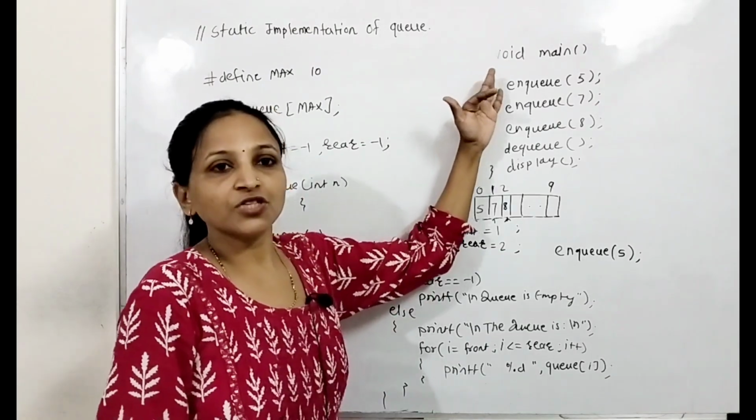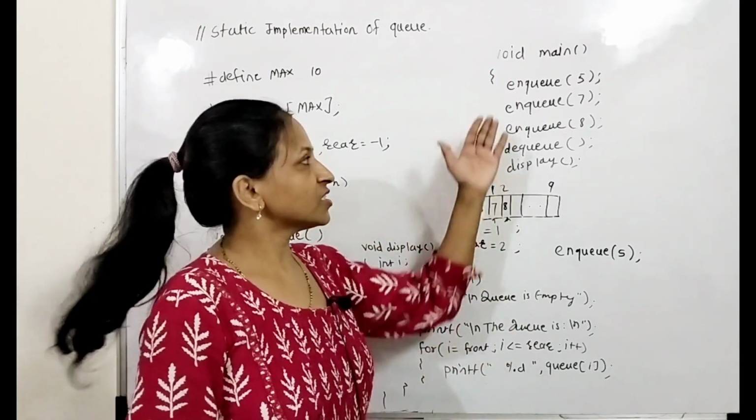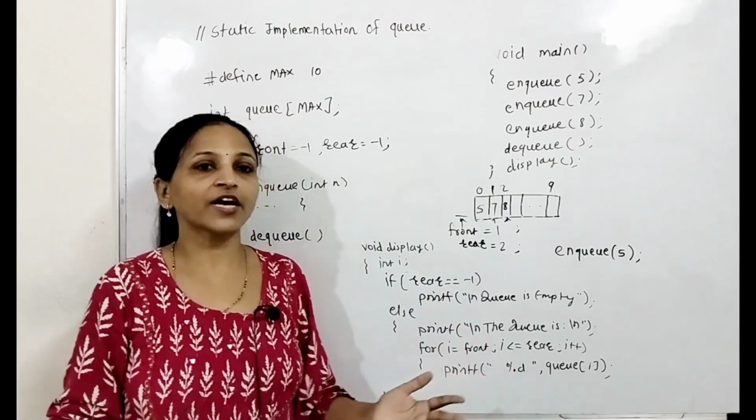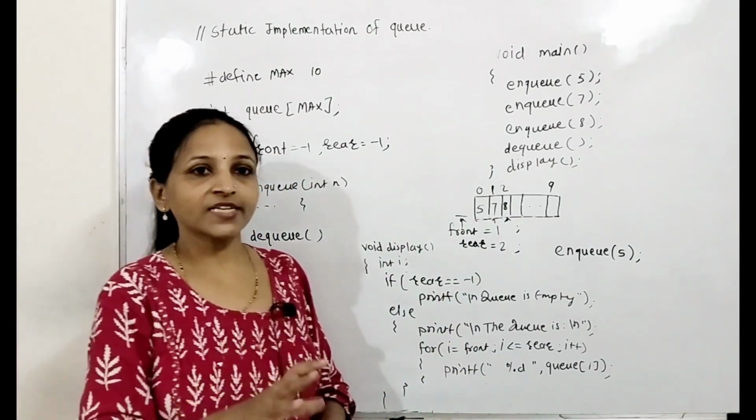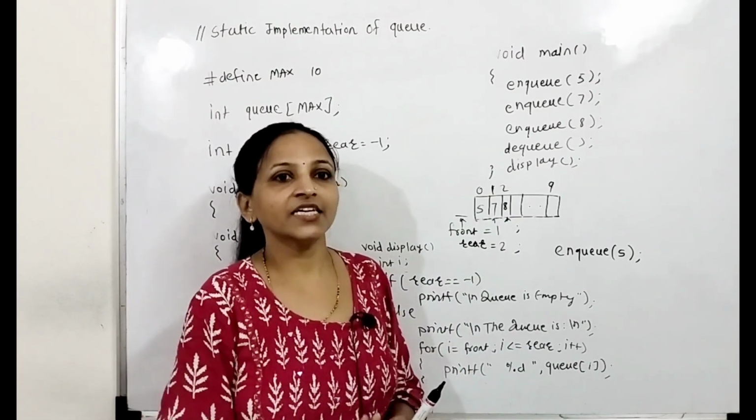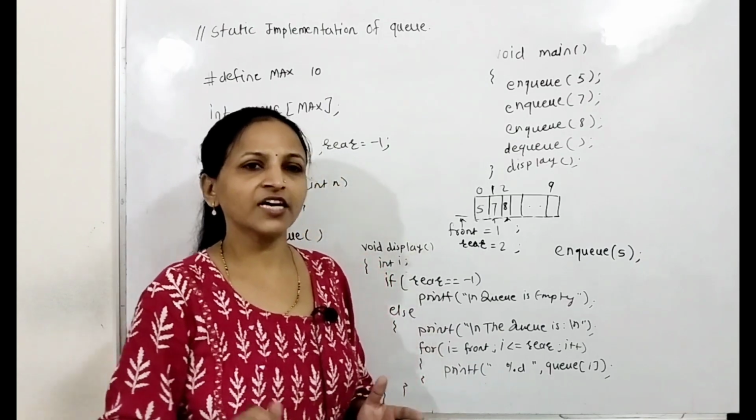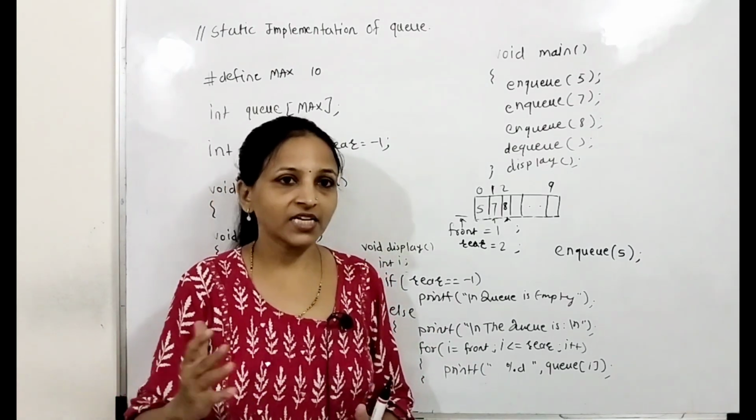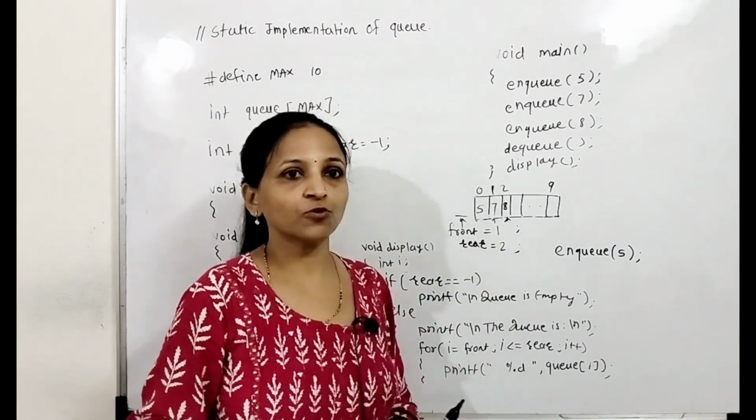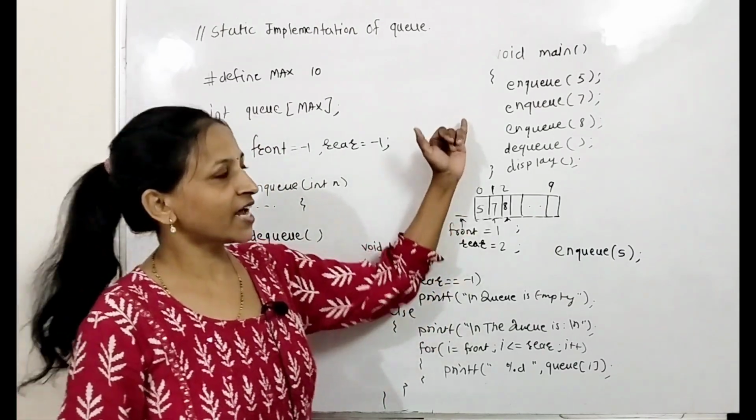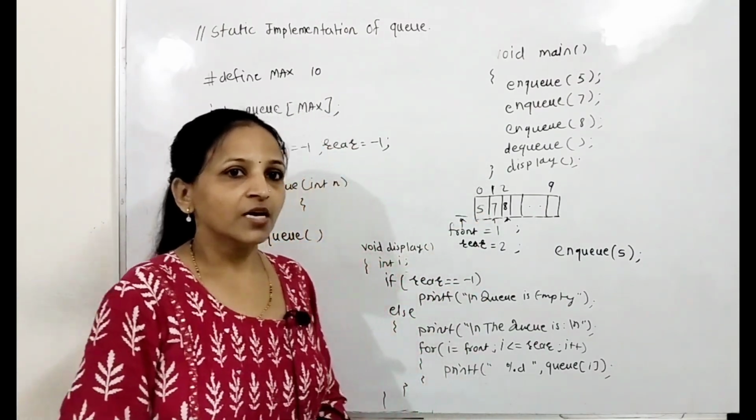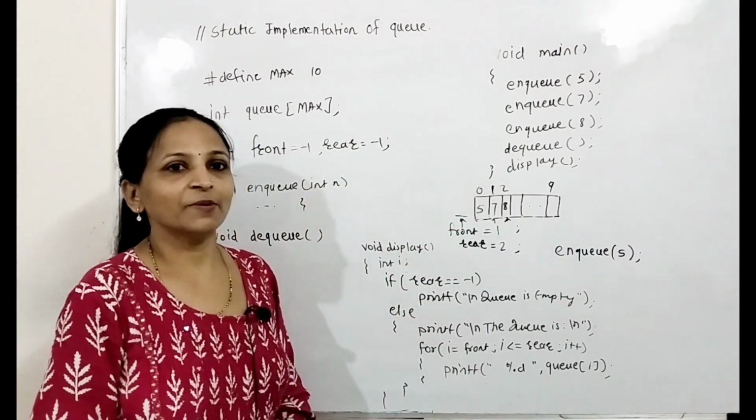See, here we have called the enqueue, dequeue, and display functions directly inside main, but here also you can write a menu driven program just like we have written in the static implementation of the stack data structure. You can go through that video, and whatever menu driven approach we used there, you can write that here inside main. Okay, this is just a static implementation of the queue data structure.